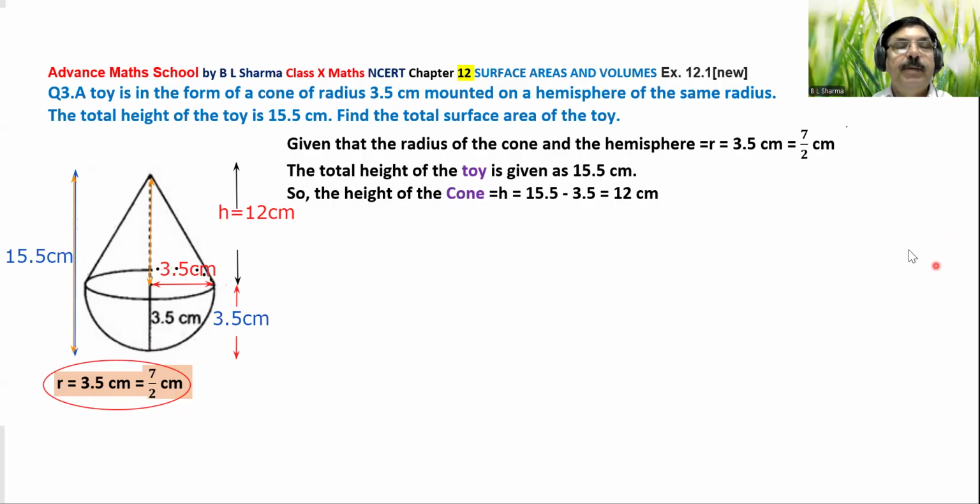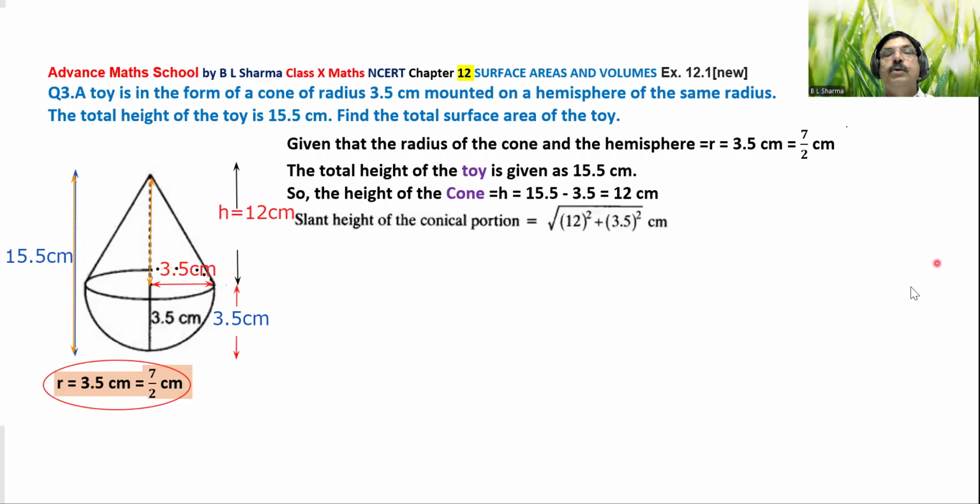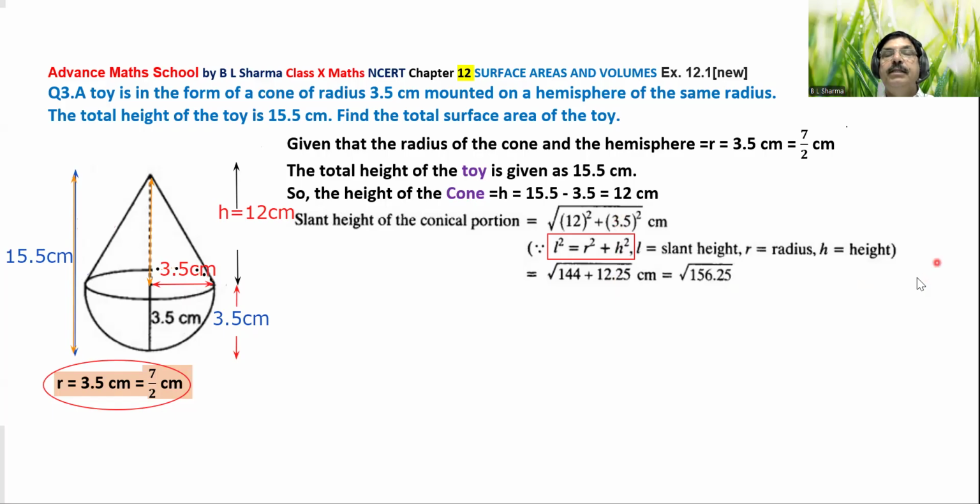Curved surface area of cone is pi r L and curved surface area of hemisphere is 2 pi r square. हमें slant height चाहिए cone का. Radius is given, height is given. So how to calculate? Using slant height whole square is r square plus h square. 12 square is 144. 3.5 whole square is 12.25. That is equal to square root of 156.25. Square root आपको find out करना चाहिए. That is 12.5 centimeters. Means this slant height L is 12.5 centimeter.